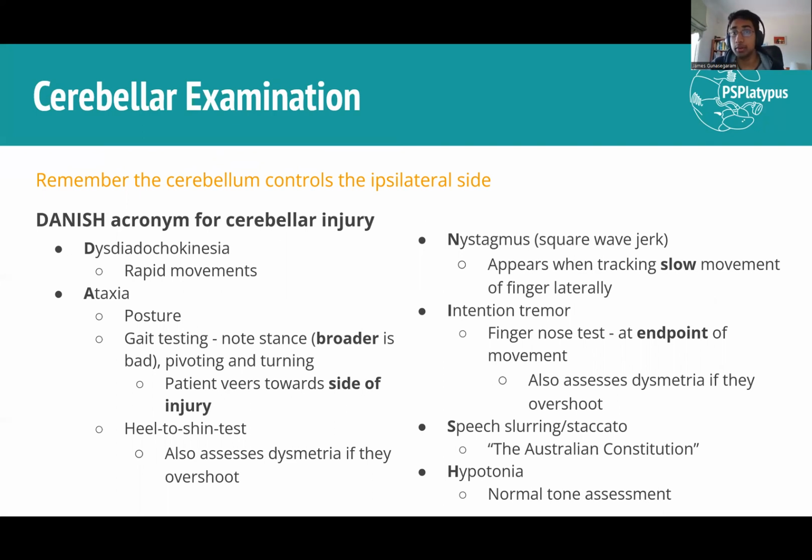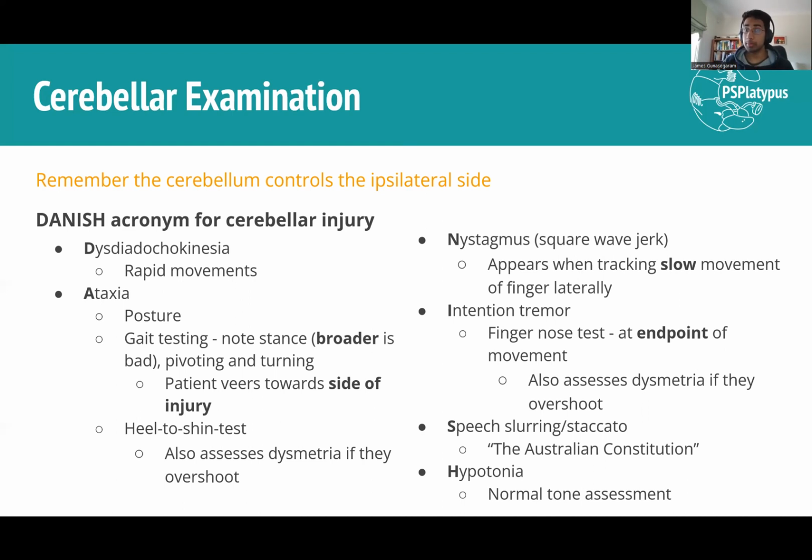All right, so we talk about something called the Danish acronym, which is basically just as Danish, right? Okay, that's it. So the first thing we look at is dysdiadochokinesia, which is basically a lack of control of rapid movements. And so you might have seen the specific gesture that we use to test for it. I'll try and demonstrate it here. So we basically do this. So you go palm to palm, dorsum of hand to palm, palm, dorsum, and then you try and do that as fast as you can.